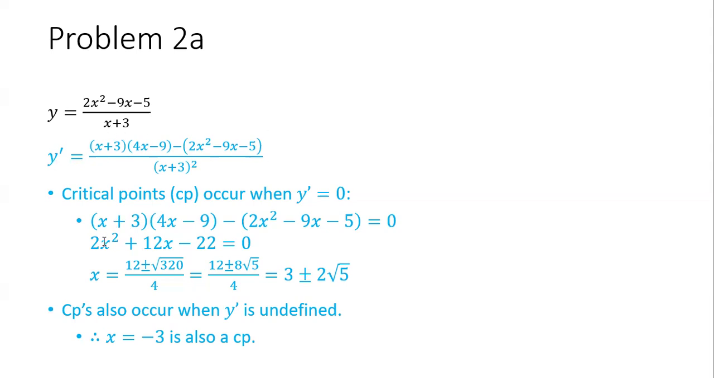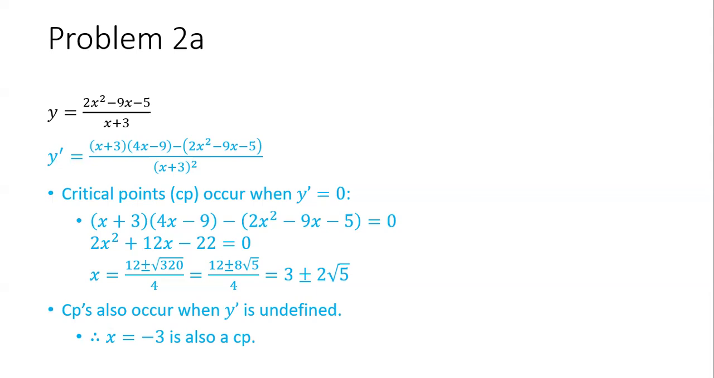Okay, so if we expand this out and simplify it, it'll be this quadratic here, which means the quadratic formula. So x is plus or minus 2, 5. Okay, those are two critical points. And as I was saying, the critical points also occur when y prime is undefined. When is it undefined? It's when we divide by 0. So we're dividing by 0 when x is -3. So x is -3 is also a critical point. Okay, we're going to take these 3 points. We're going to do the sign test now.